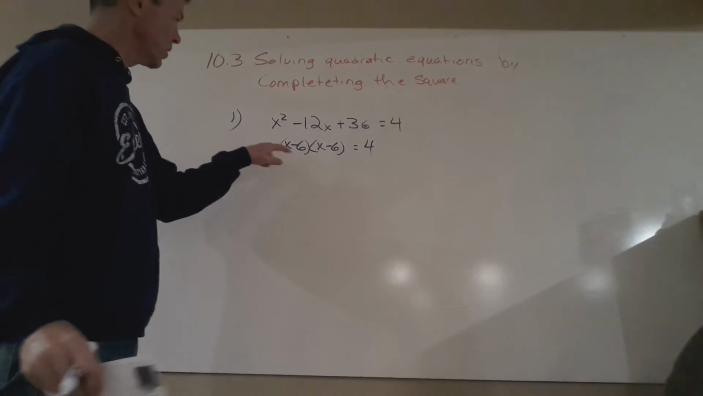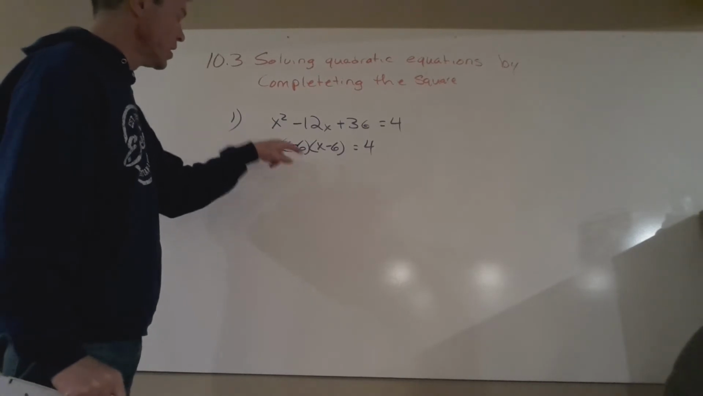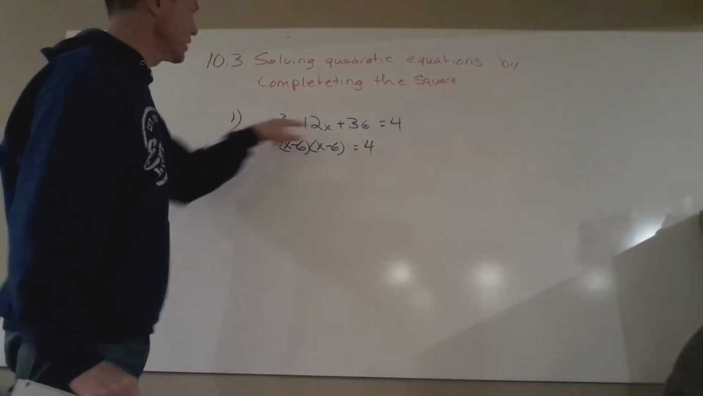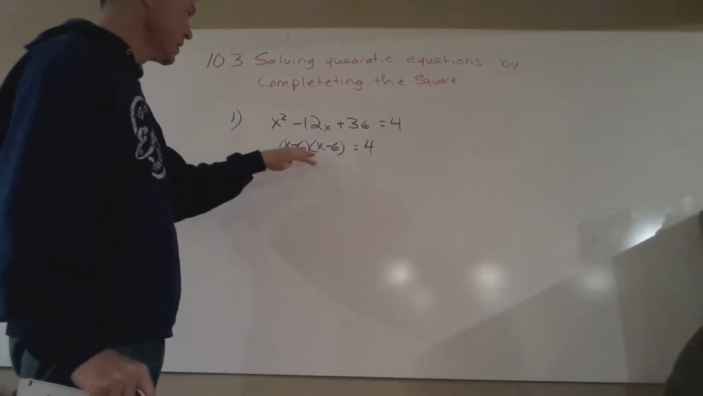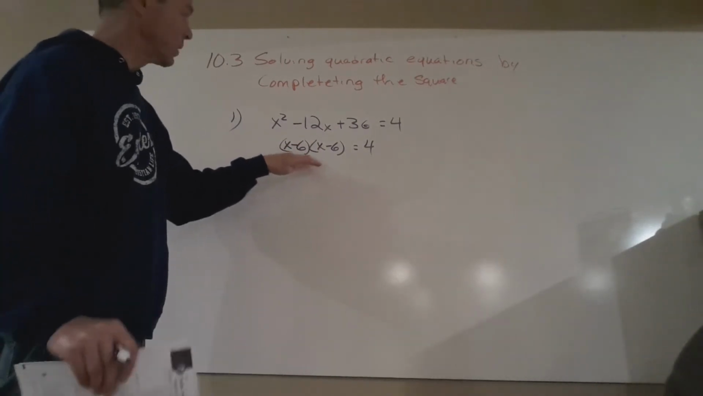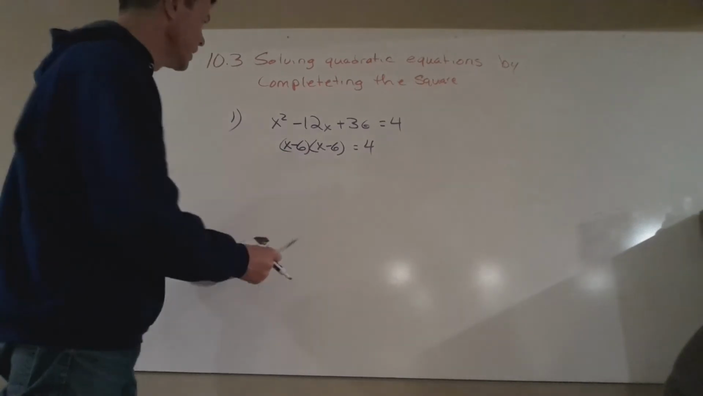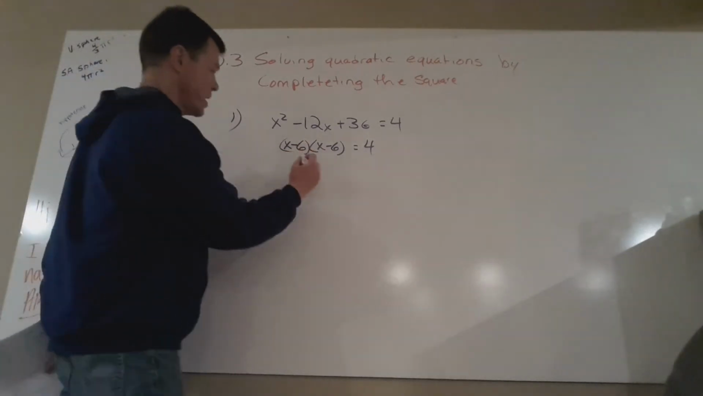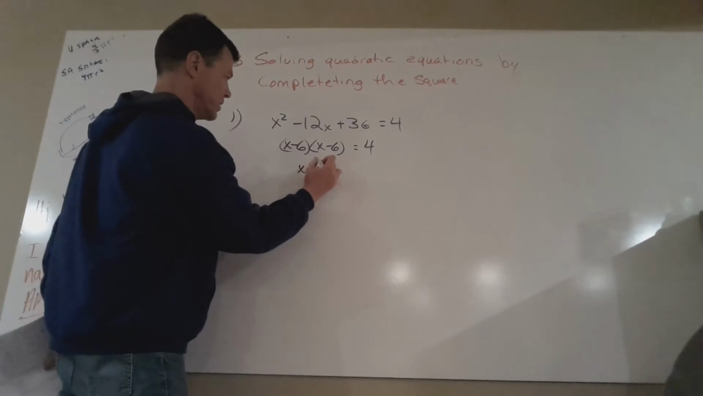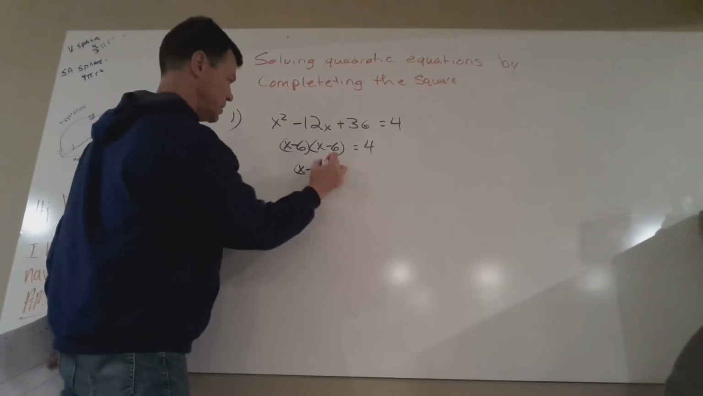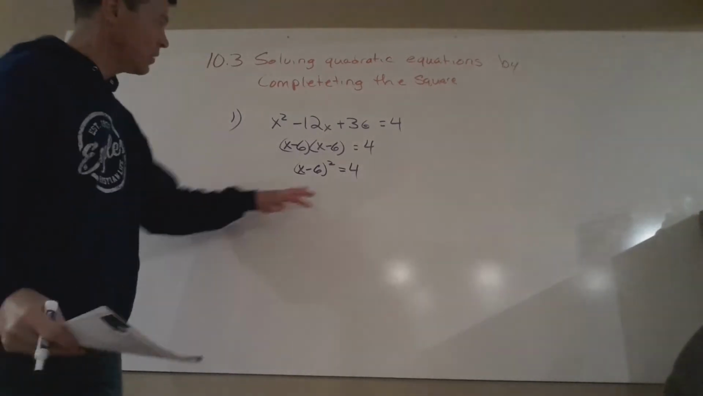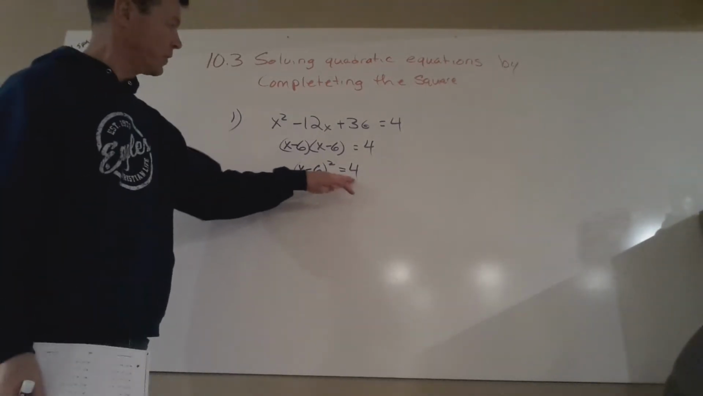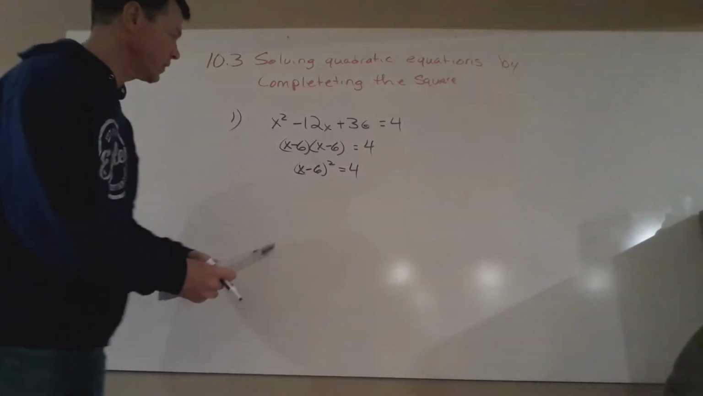You could even check your work using FOIL on this. But you should remember this was our perfect square trinomial. We factor this. This is from chapter 9, just from last week, so it's just a few days old. If we combine these, we're going to have x minus 6 squared equals 4. Okay, so now we can solve this. This 4 is a perfect square, so let's take the square root of each side.